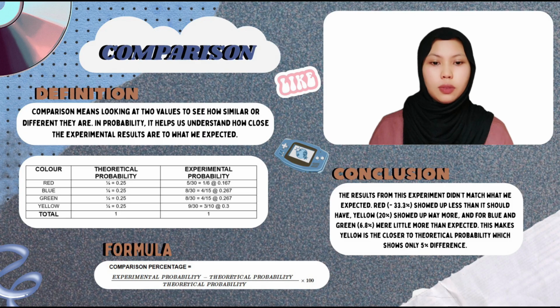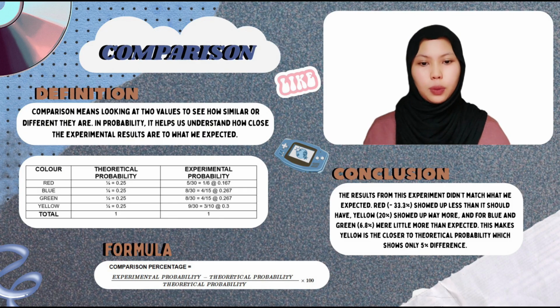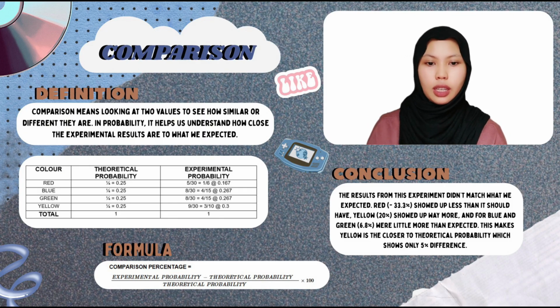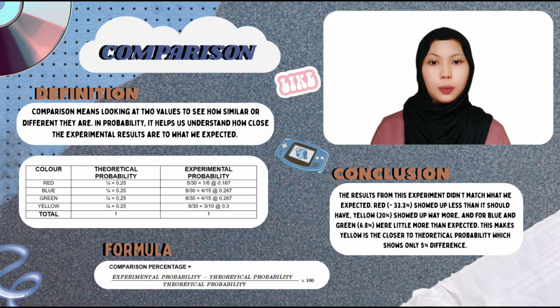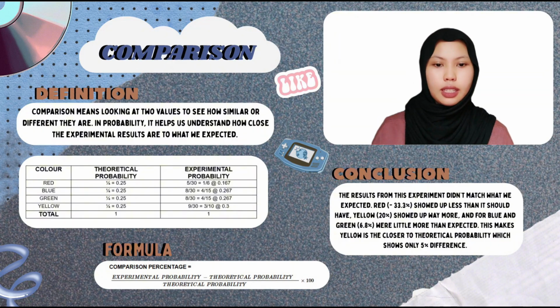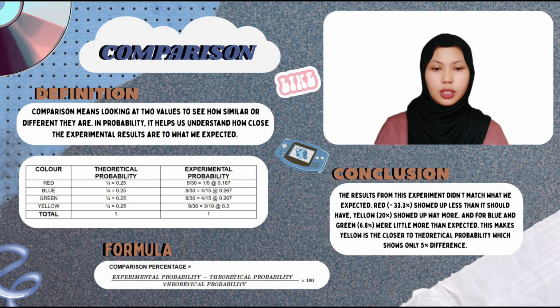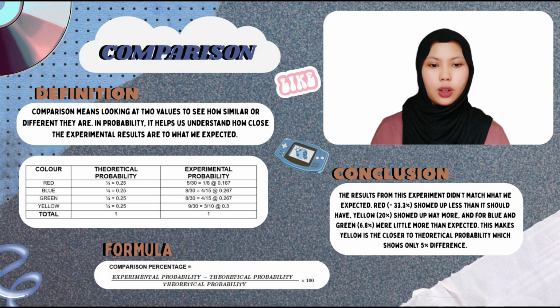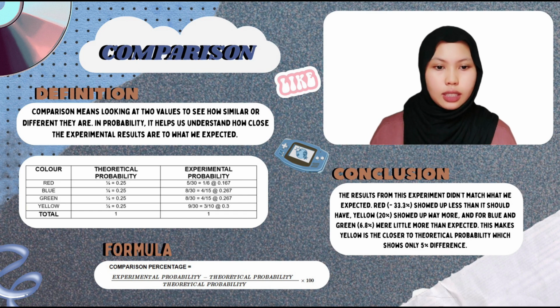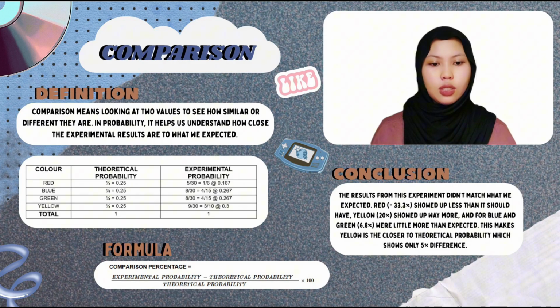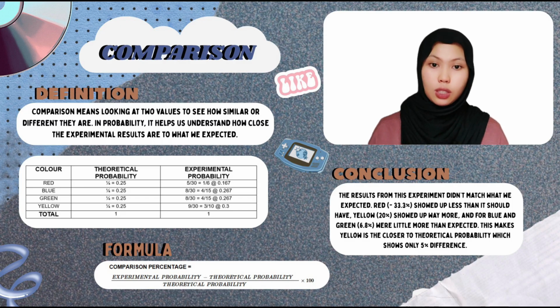In conclusion, the result from the experiment didn't match what we expected. Red, we get negative 33.3%, which shows up less than it should have. Yellow, 20%, shows up way more. And for blue and green, we have 6.8%, or a little more than expected. This makes blue and green closer to the theoretical probability, which shows only a 6.8% difference.